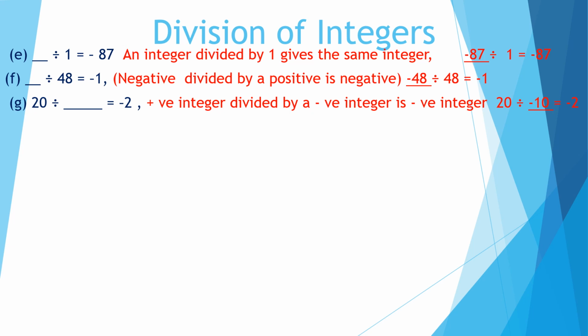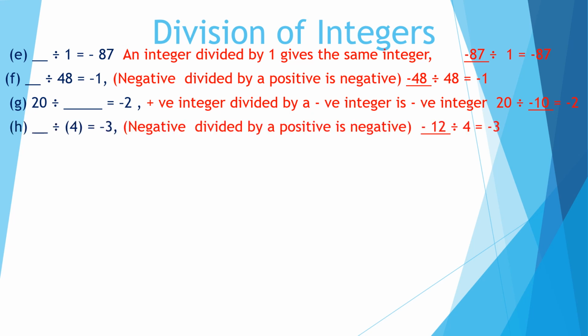Now 20 divided by blank is equal to negative 2. The answer is negative. So 20 is a positive integer, we must divide by a negative integer. And the value of the negative integer will be minus 10, because 20 divided by minus 10 will be equal to negative 2. Blank divided by 4 is equal to minus 3. So a negative integer divided by a positive integer will give a negative quotient. So we must have a negative integer here, that is minus 12.